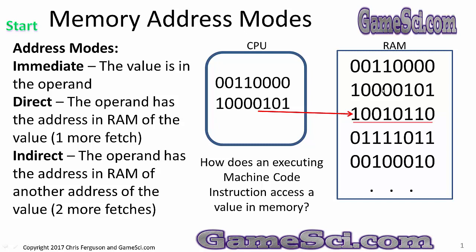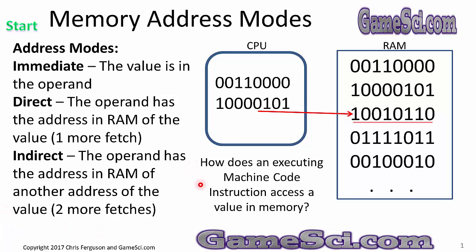What's cooking, good looking? Time for a lesson on memory address mode. How do we access the operands to do the operations? Address modes are things like immediate, the value is in the operand. Direct, the operand has the address in RAM of the value, requires one more fetch from RAM. Indirect, the operand is the address in RAM of another address of the value, which requires two more fetches.